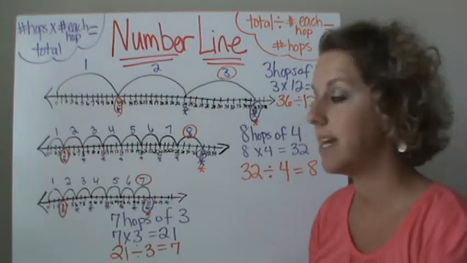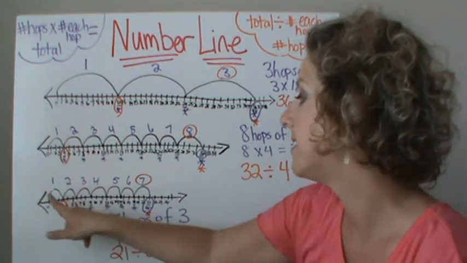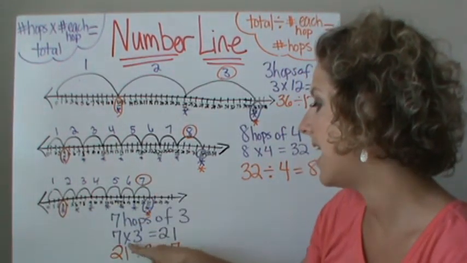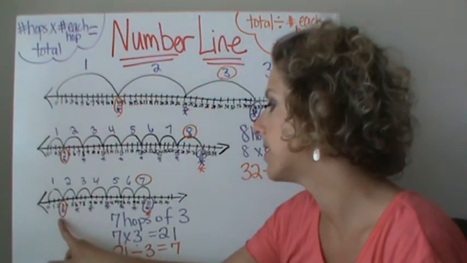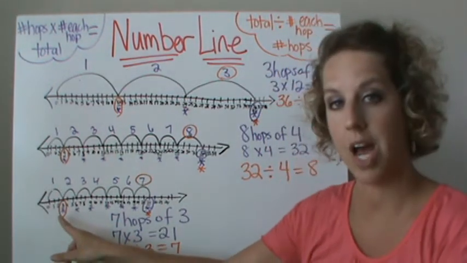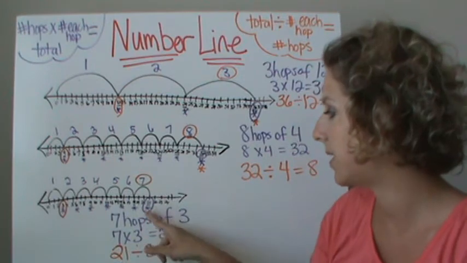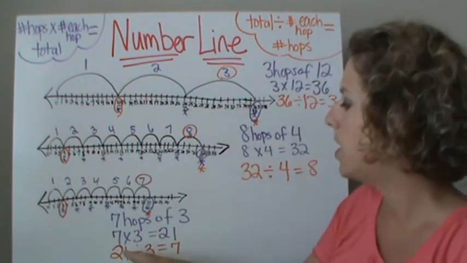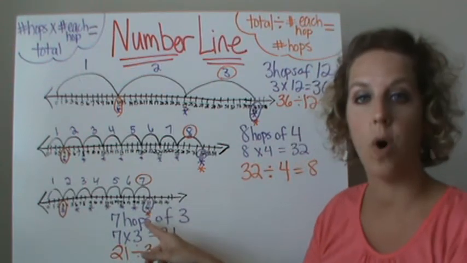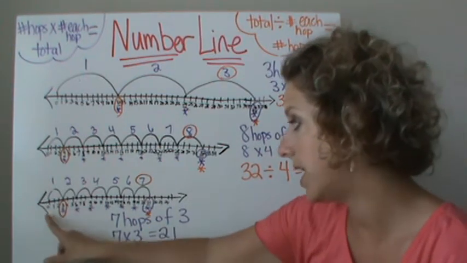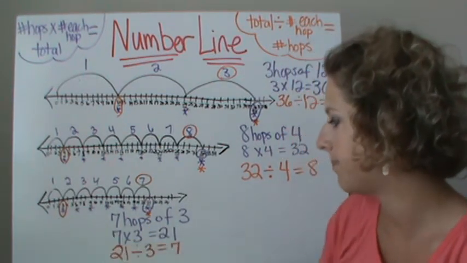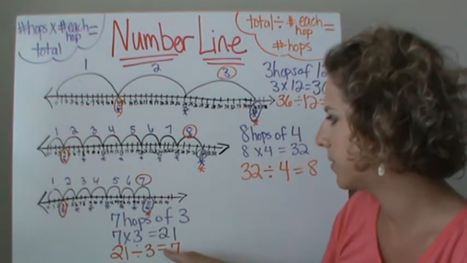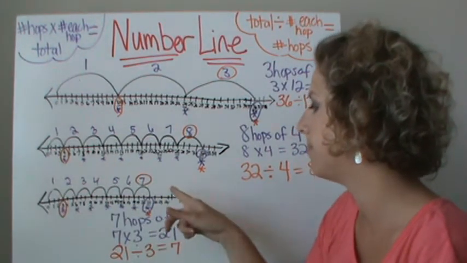For the last example, we have 7 hops times, we're skip counting by 3 in each hop, so 7 times 3 is, and we land on 21. And for the division model, they landed on 21, divided by, and for each one they're skip counting by 3, which is equal to 7 hops.